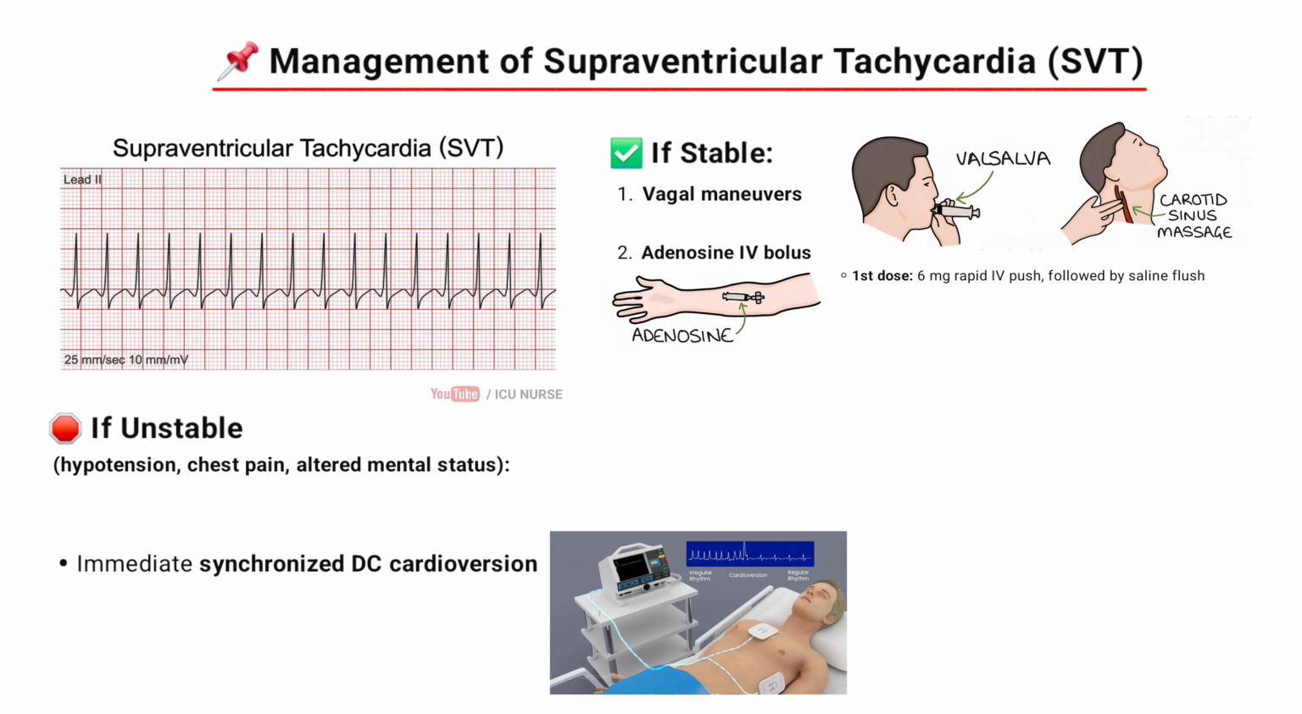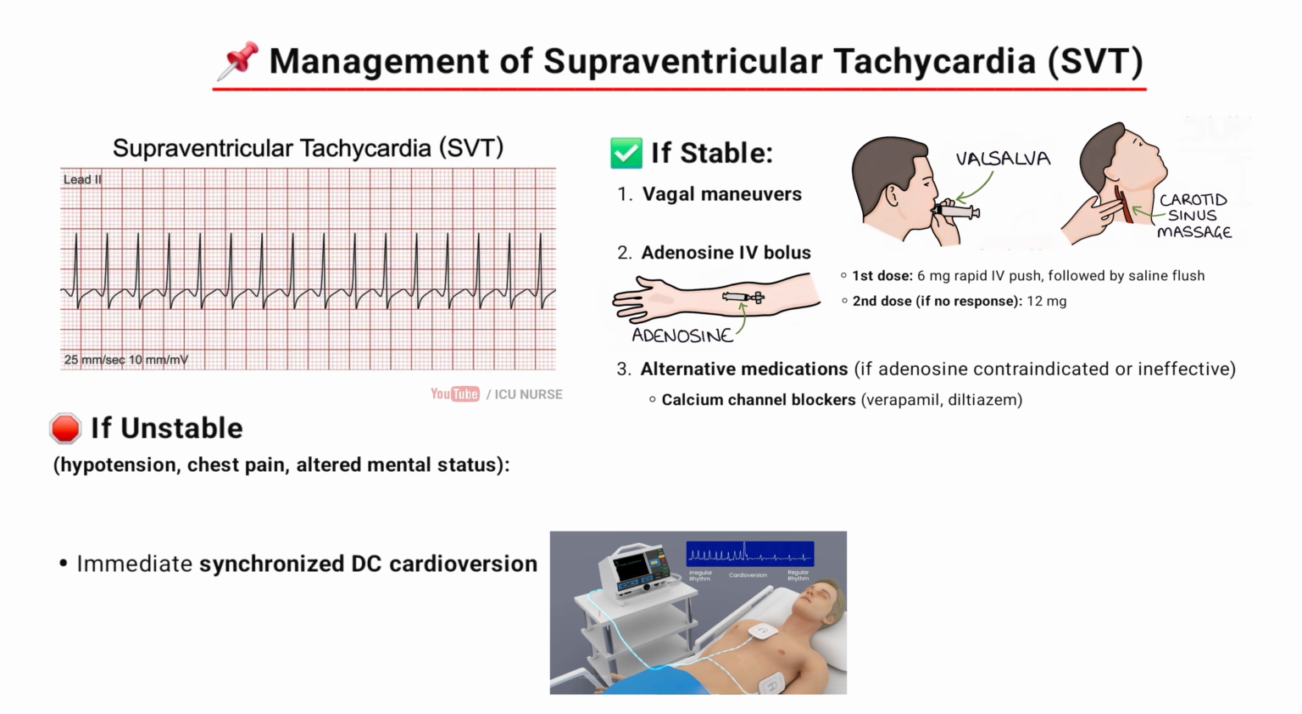First dose 6 mg rapid IV push, followed by saline flush. Second dose, if there is no response with the first dose, 12 mg should be given. The alternate medications which can be given if the patient is stable, if adenosine is contraindicated or ineffective, are calcium channel blockers like verapamil, diltiazem, and beta blockers like metoprolol, esmolol.